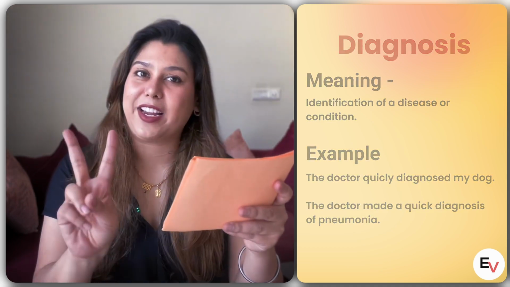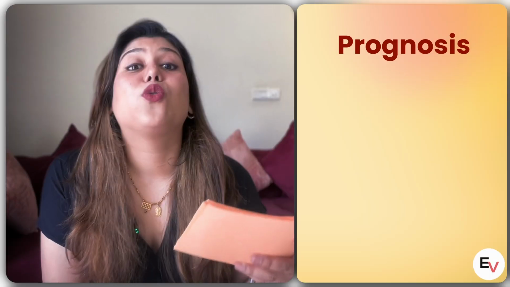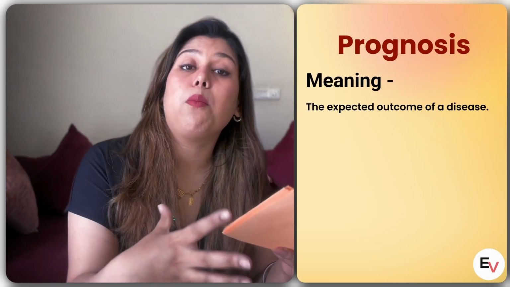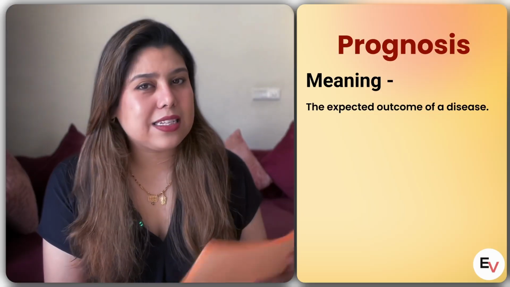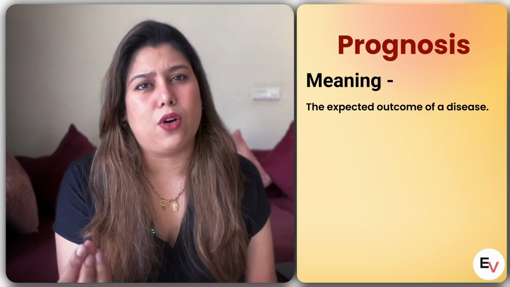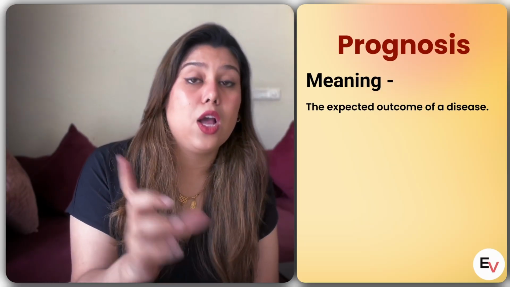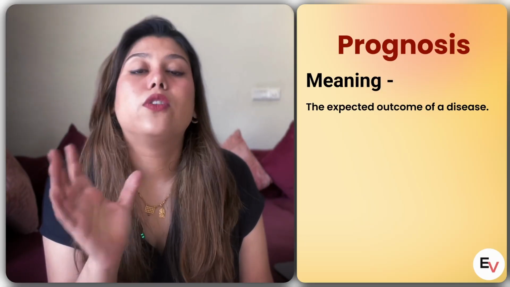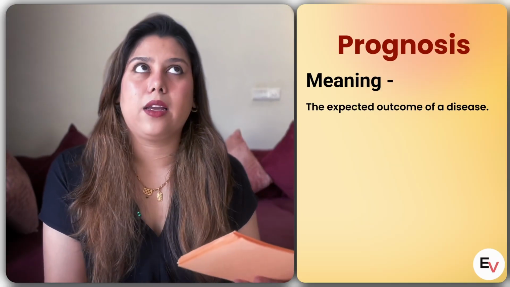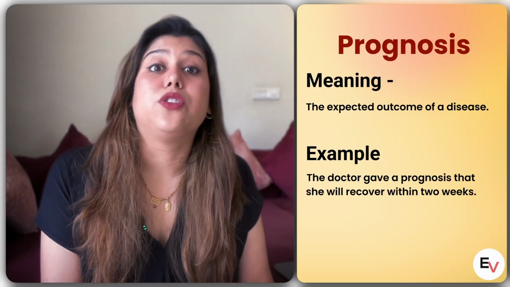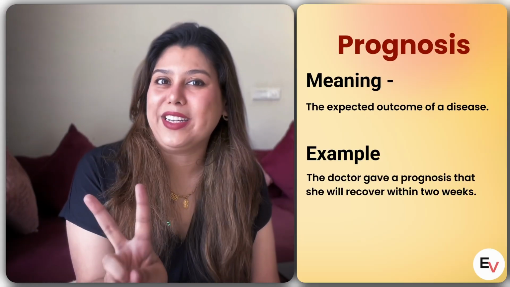Moving on to your second word, prognosis. Repeat after me. Prognosis. Prognosis means the expected outcome of a disease. For instance, let's say that you are ill and the doctor will tell you that you might recover or you might not recover. So prognosis is the prediction of a disease. For instance, I can make a sentence like, the doctor gave a prognosis that she will recover within 2 weeks.